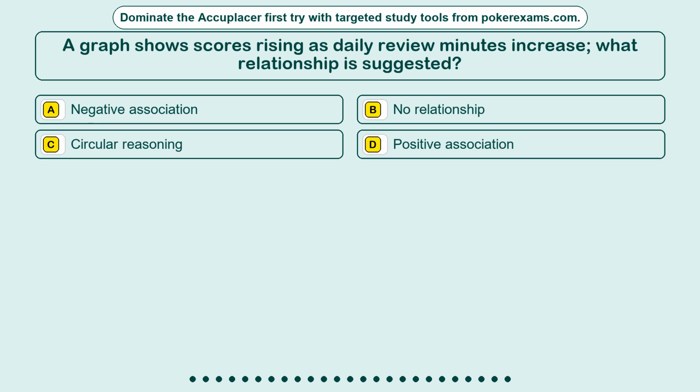Question 25. A graph shows scores rising as daily review minutes increase. What relationship is suggested? Option A, negative association. Option B, no relationship. Option C, circular reasoning. Option D, positive association.